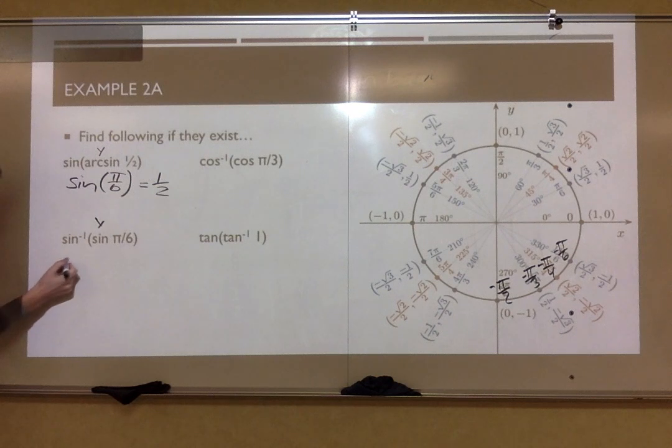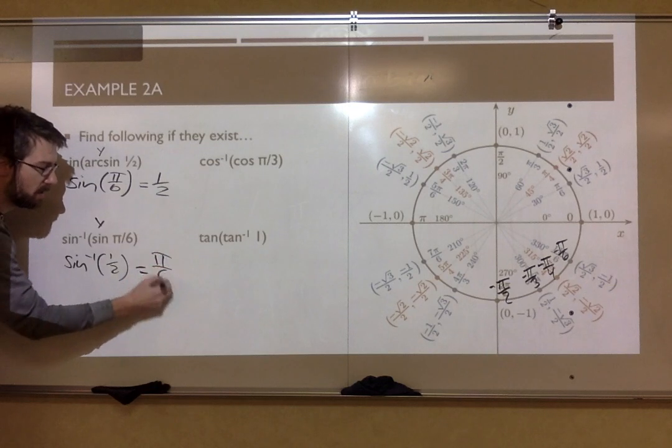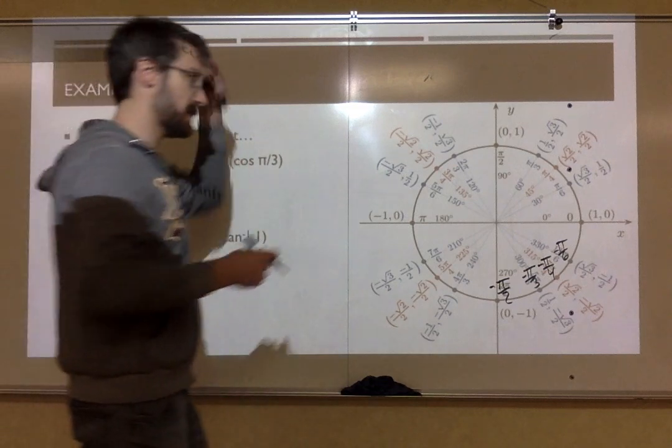So the first step here is that this is sine inverse of 1/2. Now it becomes, where is the y value 1/2? What angle has a y value of 1/2? Well, we just showed that was at pi over 6. So another one where they just cancel out. Going to be the same thing here.